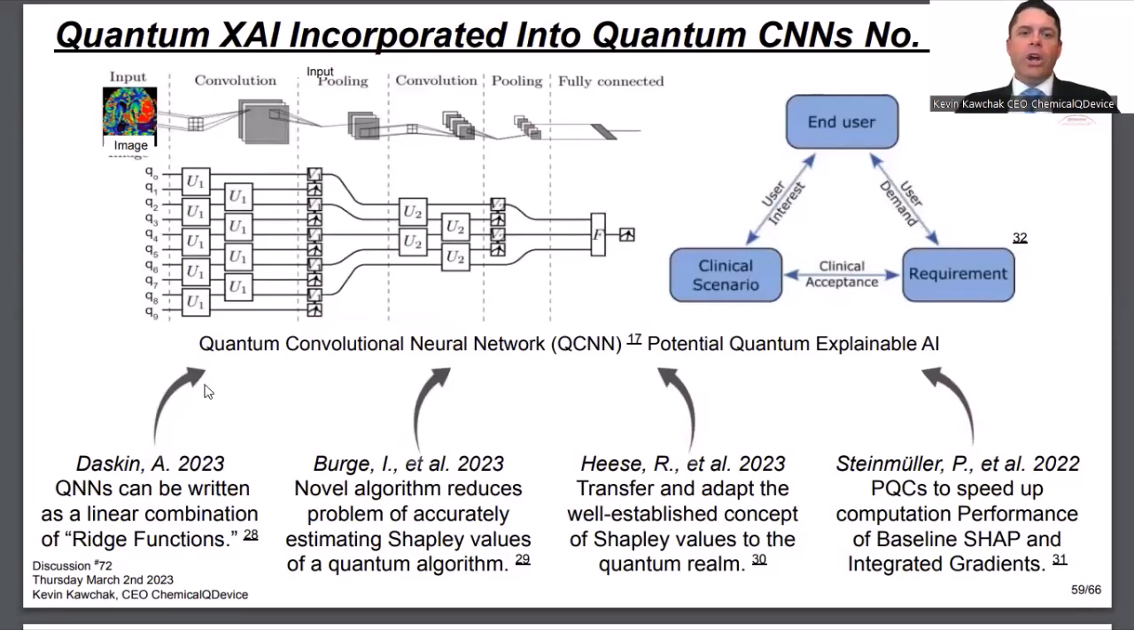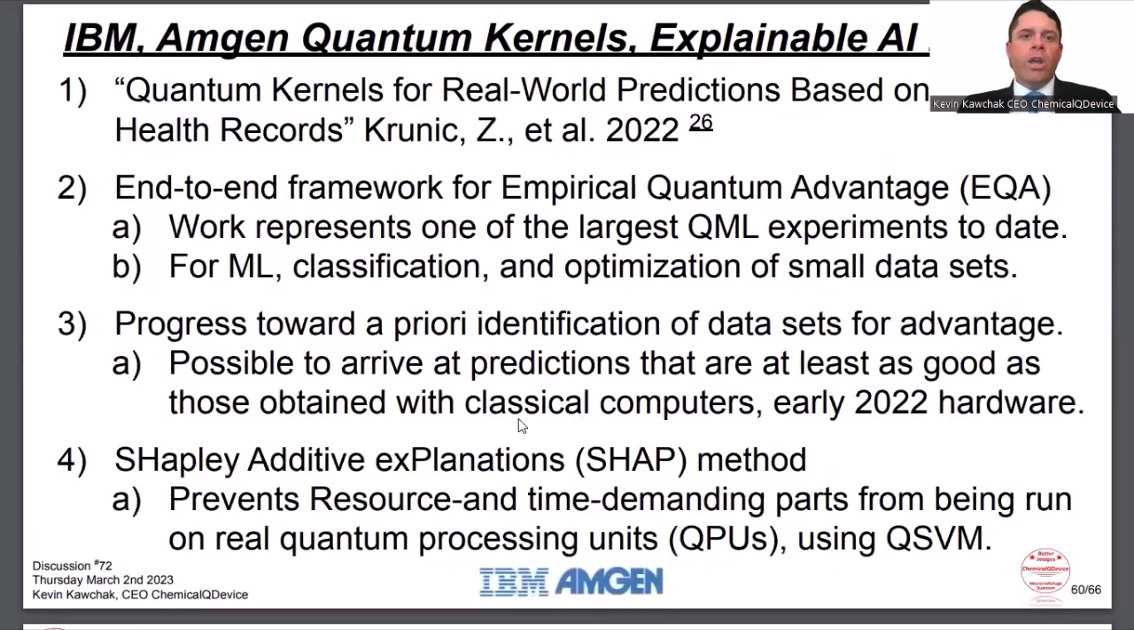And then, there's these papers. So it's actually in the quantum world, it's a pretty well studied area, explainable AI, and Shapley values, ridge functions, and basically, I like how it says, transfer and adapt the well-established concept of Shapley values to the quantum realm. So I think that was pretty straight out of the paper.